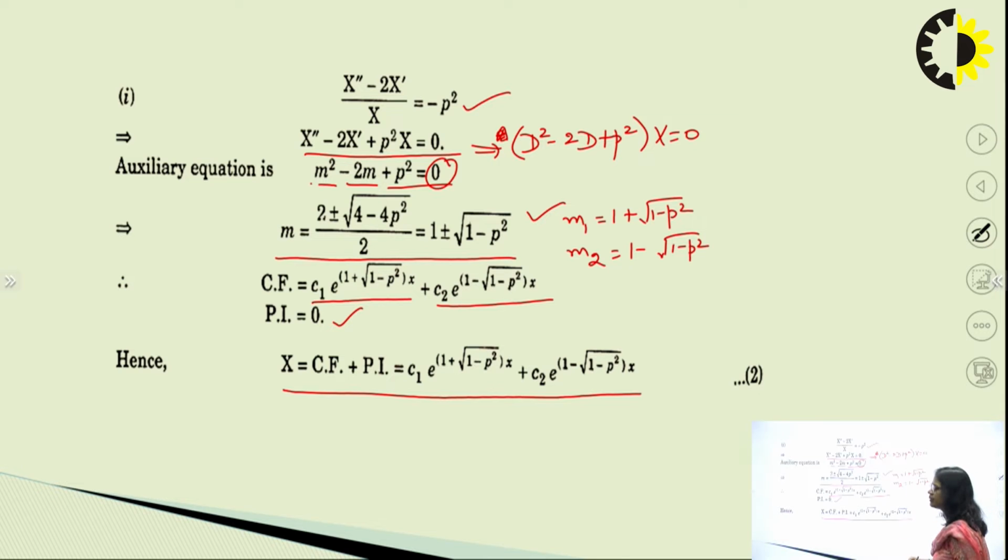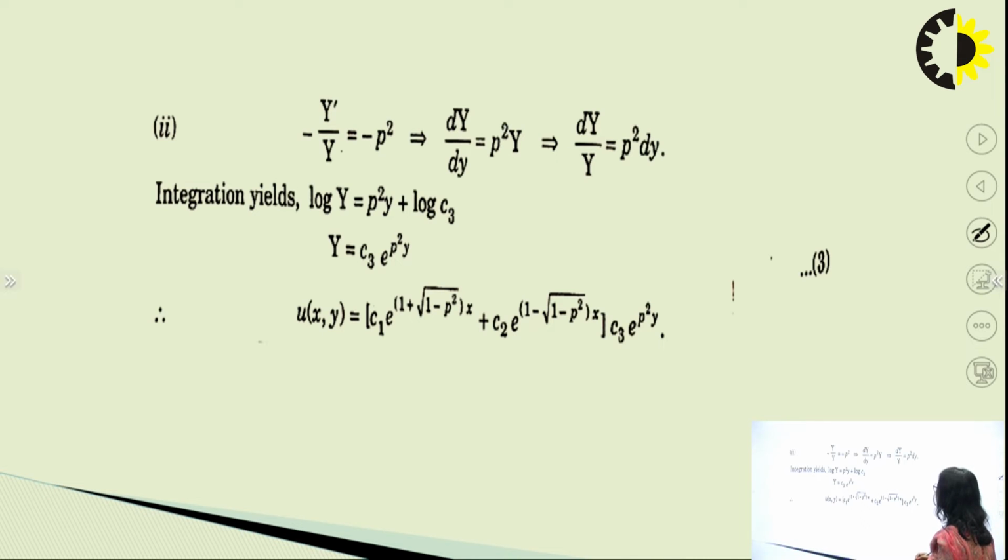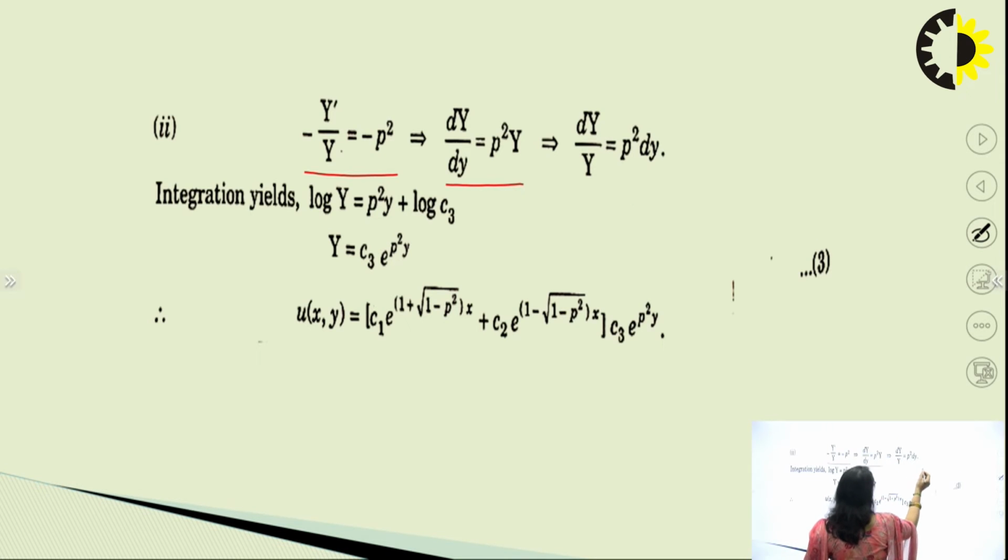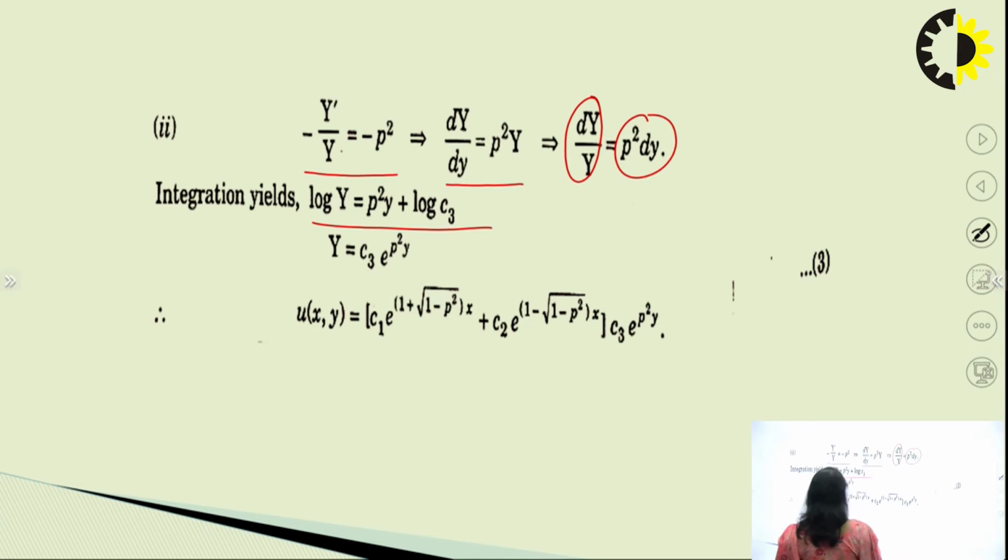Now I need to find capital Y also. So to find capital Y, I'll consider the other set, that is minus y dash upon y equal to minus p square. So this gives me dY by dy equal to p square Y, and I'll use method of separation of variable. I'll separate this capital Y, I'll consider below dY, and this will be p square y. So on integration, I'll get log Y equal to p square y plus log of constant, which gives me capital Y as C3 e to the power p square y.